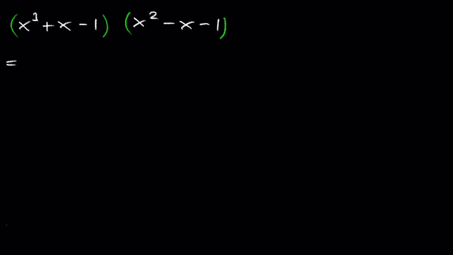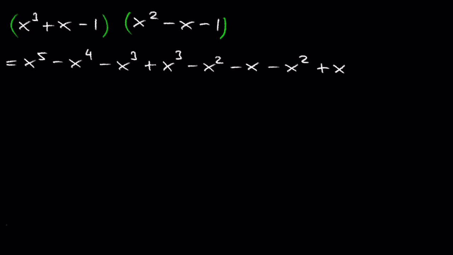x cubed times x squared is x to the fifth. x cubed times negative x is negative x to the fourth. x cubed times negative 1 is negative x cubed. x times x squared is x cubed. x times negative x is negative x squared. x times negative 1 is negative x. Negative 1 times x squared is negative x squared. Negative 1 times negative x is x. And negative 1 times negative 1 is 1.